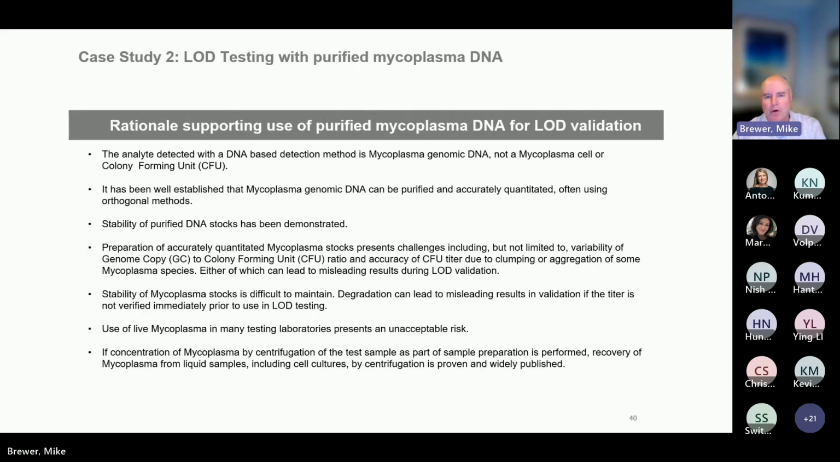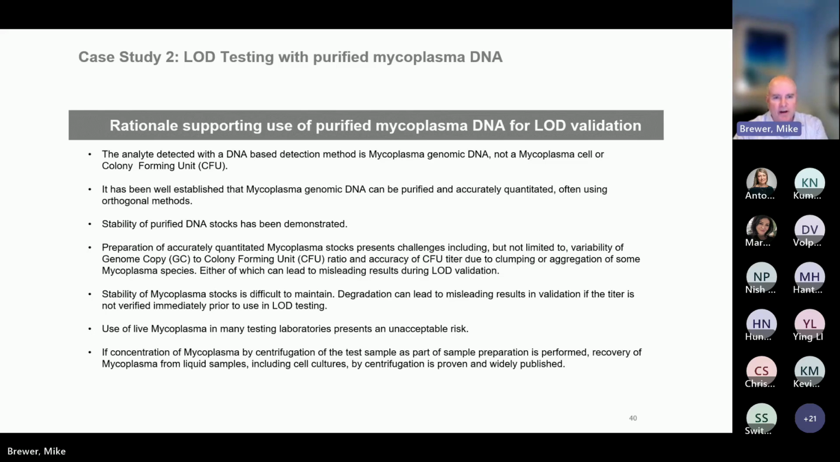Just want to talk a little bit more about this, and this relates to the document that Kevin and I are basing our webinar off of today. The team did include a rationale supporting the use of purified mycoplasma DNA for validation of qPCR or NAT-based detection methods, as long as the NAT that's targeted by the method is DNA. The analyte detected with a qPCR or a DNA-based detection method is mycoplasma genomic DNA. It's not a cell or colony-forming unit.